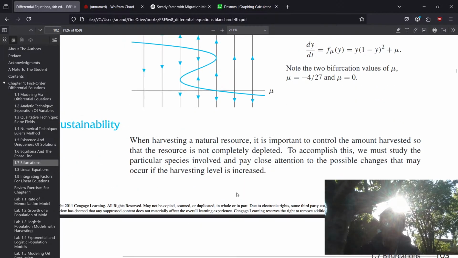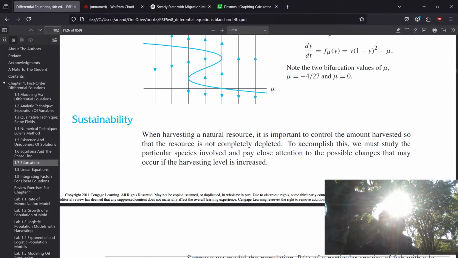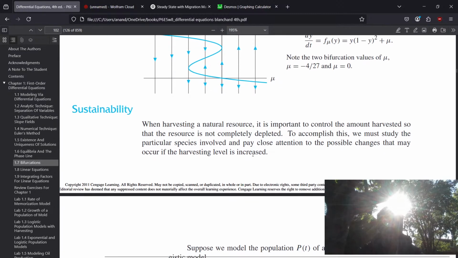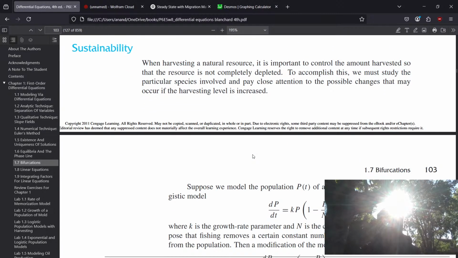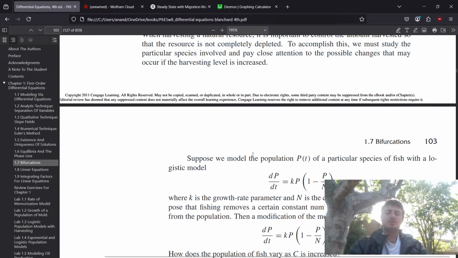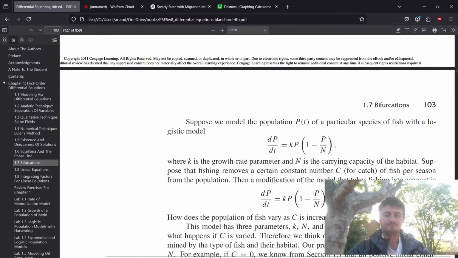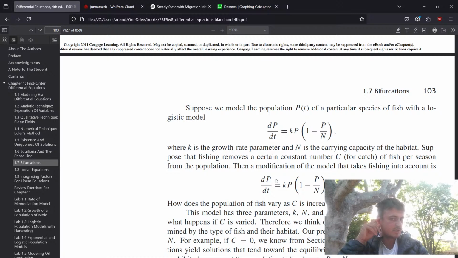Sustainability. When harvesting a natural resource, it is important to control the amount harvested so that the resource is not completely depleted. To accomplish this, we must study the particular species involved and pay close attention to the possible changes that may occur if the harvesting level is increased. Suppose we model the population of a particular species of fish with a logistic model. I like the logistic model. It's easy to understand and it has carrying capacity in it.